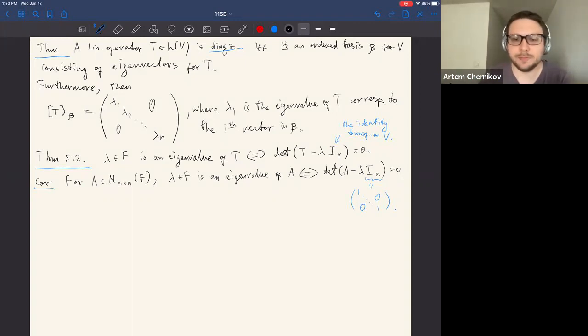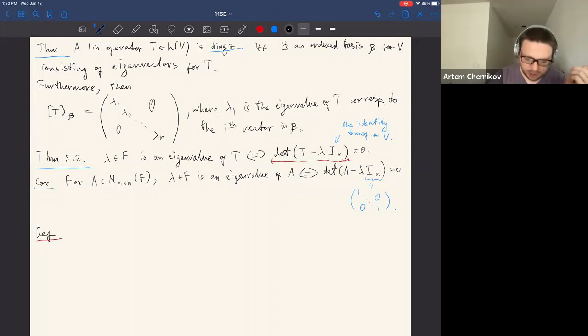Okay, so now let's look closer at this expression. We're interested in this expression, the determinant of this linear operator, of the matrix. This gives rise to a very important polynomial associated either to a matrix or to a linear transformation. So this motivates the following definition.